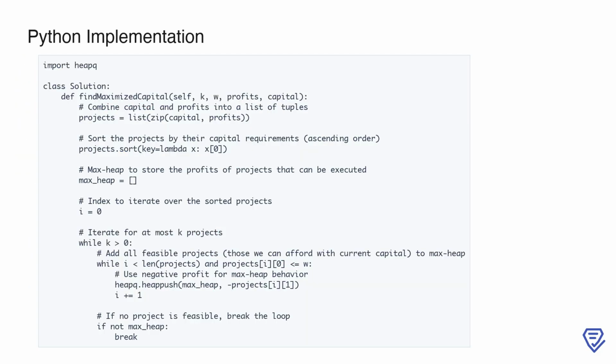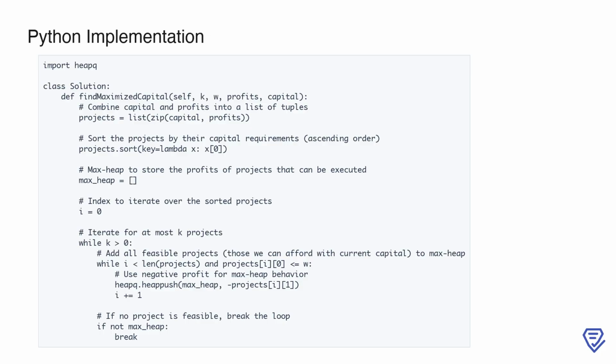To solve the IPO problem, we start by importing the heap library, which will help us manage a max heap for selecting the most profitable projects efficiently. Inside the findMaximizedCapital function, we define our input parameters: k for the maximum number of projects we can select, W for our initial capital, and two lists, profits and capital, representing the profit and capital required for each project. The first step is to combine the capital and profits lists into a list of tuples called projects. This allows us to associate each project's capital requirement with its corresponding profit.